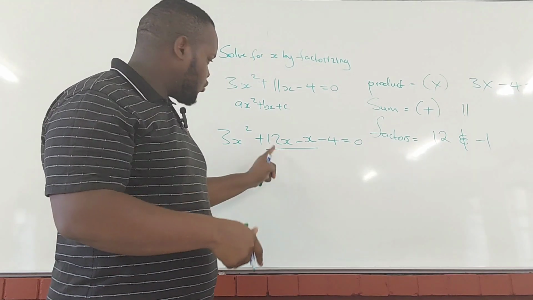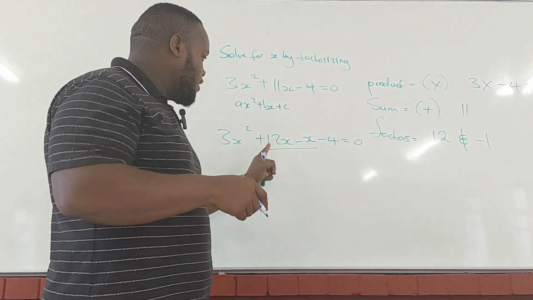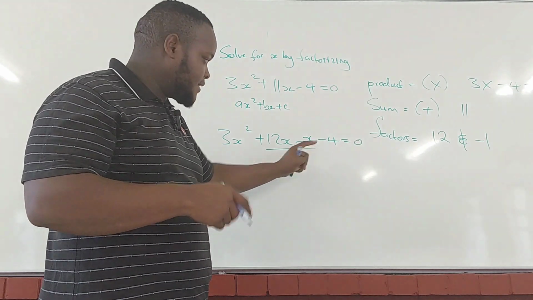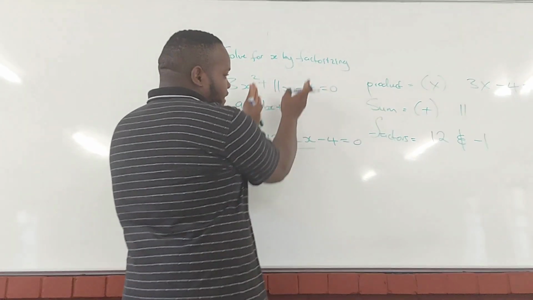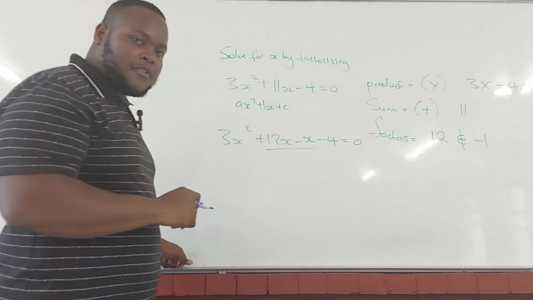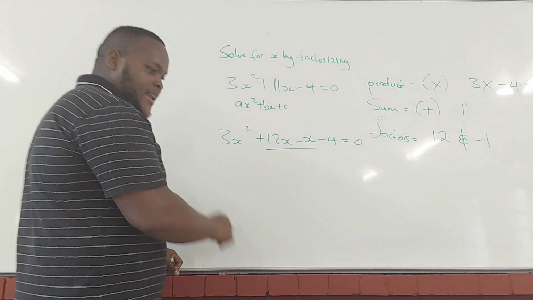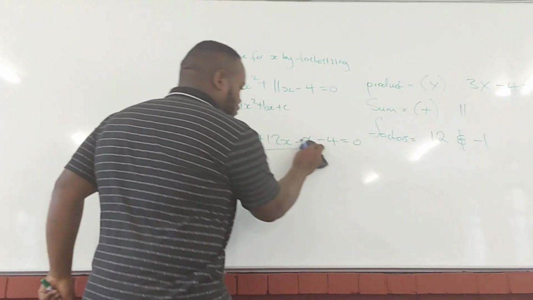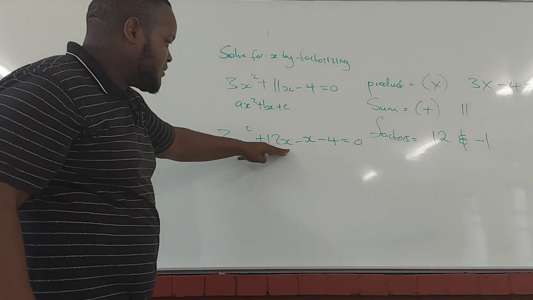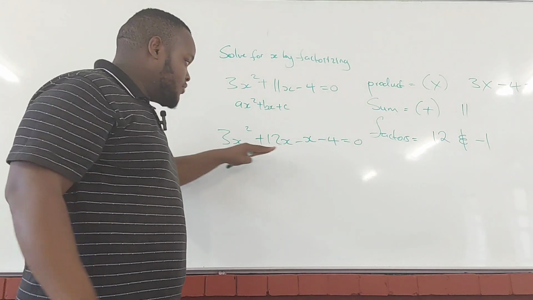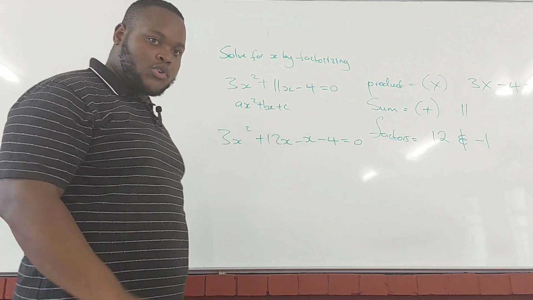Because I rewrote 11x in terms of 12x minus x. So these factors still take me back to where I'm coming from, the middle term. Now whatever I do here, I am going to focus on the first two terms and the last two terms.